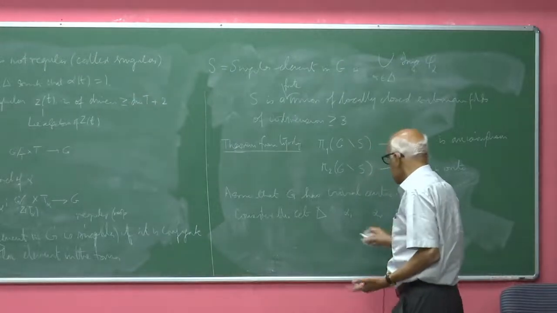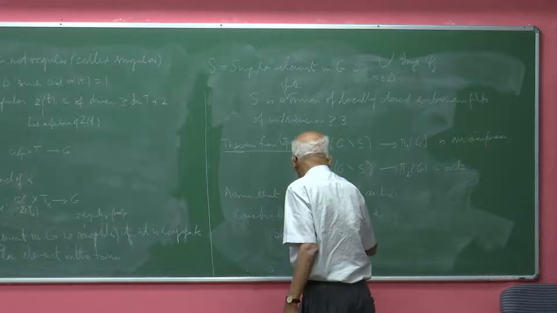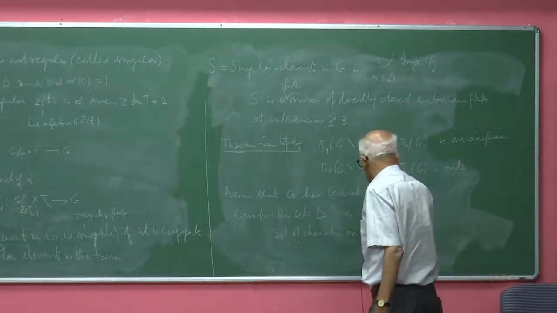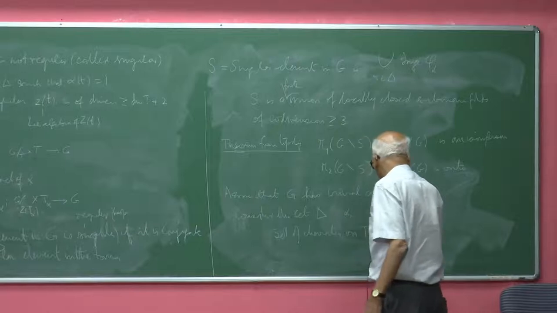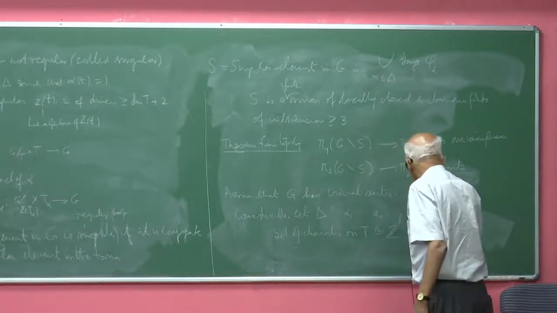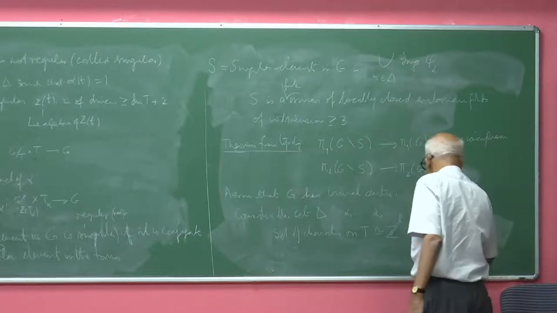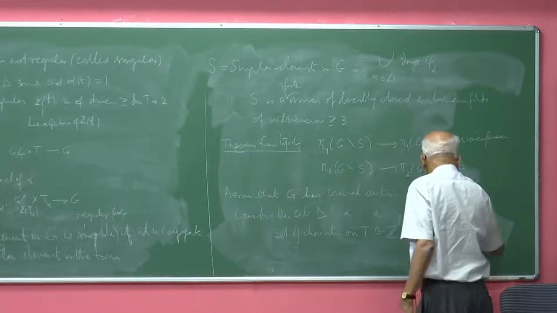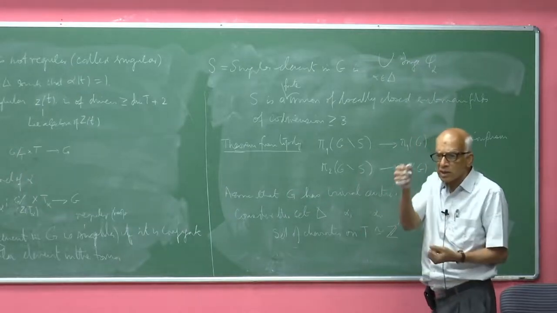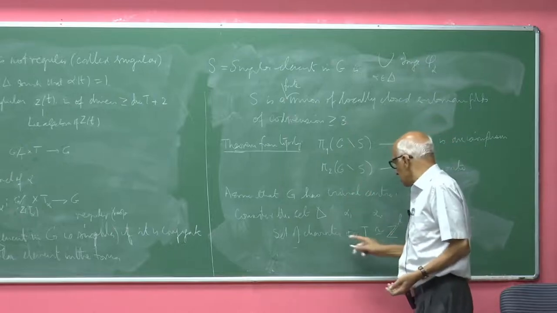Now, the set of characters on T is isomorphic to a free abelian group Z^L. L is the rank of the torus, the dimension of the torus. T is a product of S1 cross S1, L times. So if you look at the characters, they are given by n-tuples of integers.